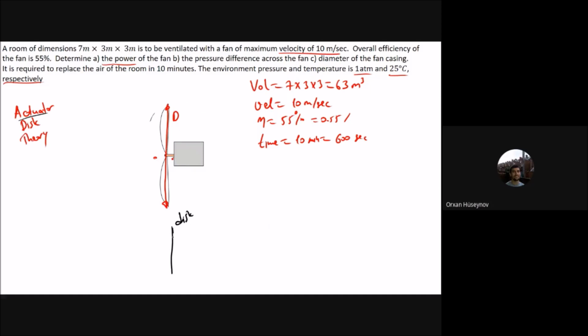Let's say that this is point 2, very close to the disk, and point 3 is at the back of the disk. You have taken some point here, which is 1, and another point here, which is 4. Between 1 and 2, we say it is an ideal fluid, and also here it is ideal. So we are considering ideal fluids, and between these points 2 and 3, you are also considering ideal fluid.